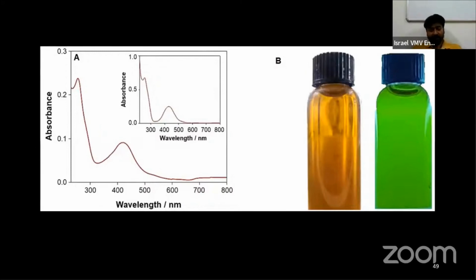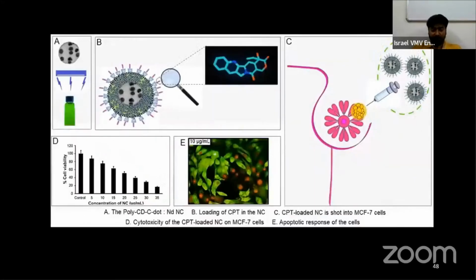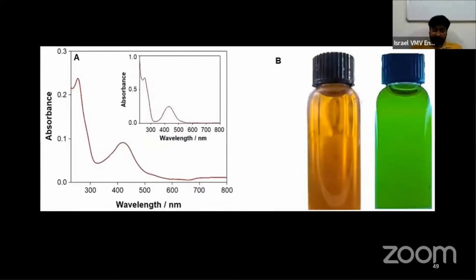Green is a bright color that is easily visible in cells, and that's what you see here. And the absorption spectrum you see at the left side. One spectrum refers to the normal carbon dots, and polymer coated carbon dots are also shown here in the inset. So that's all.